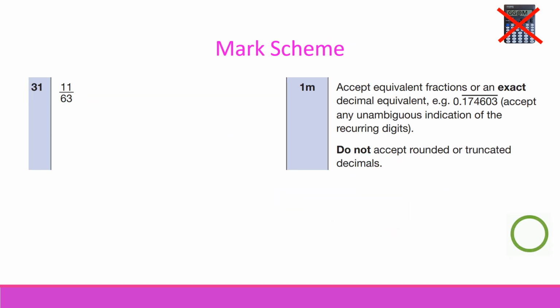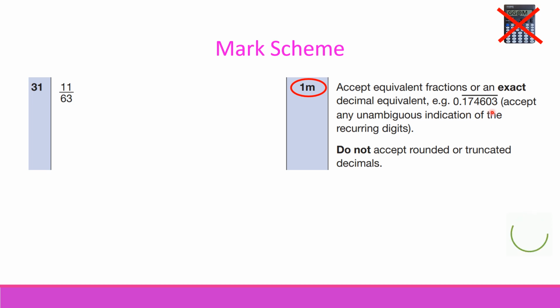The mark scheme on this question shows the answer is 11 over 63. 1m means one method mark. Now it says you can use equivalent fractions or an exact decimal equivalent. So if you wrote down the answer 0.174603, then you would be correct.